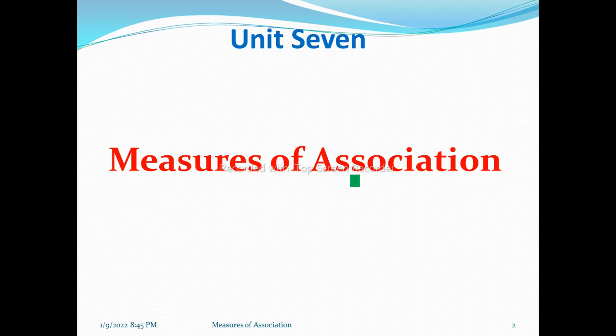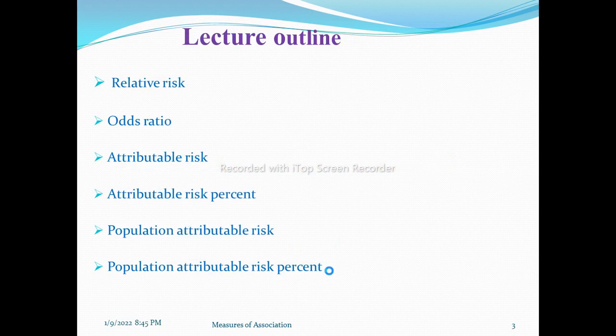In the measures of association we will see about the odds ratio, relative risk, attributable risk percent, population attributable risk, and population attributable risk percent. So we will see all measures of association, measures of strengths of association, all these parameters in this chapter. So in the lecture outline we will cover relative risk, odds ratio, attributable risk percent, population attributable risk, and population attributable risk percent. Most commonly we will use odds ratio and relative risk, but we will cover also these.